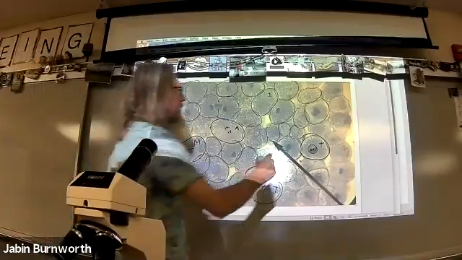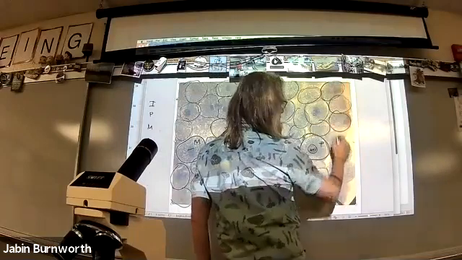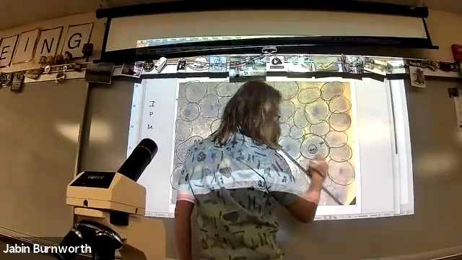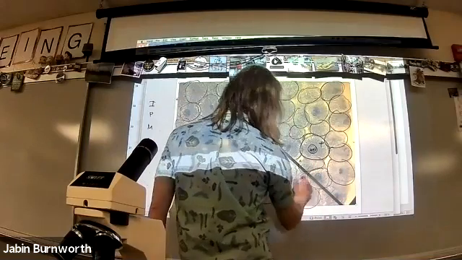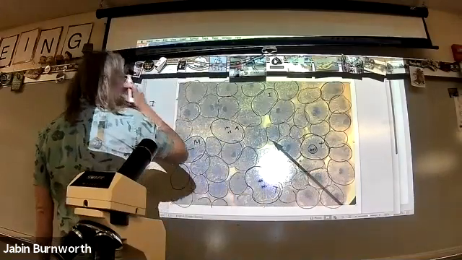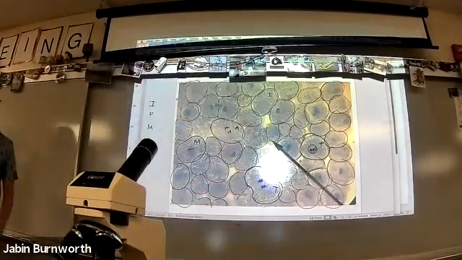So I'm circling all of these cells just like this. Circling, circling, circling. Circling kind of looks like a mess. I heard someone say that's okay. If yours doesn't look exactly like mine, that's fine.